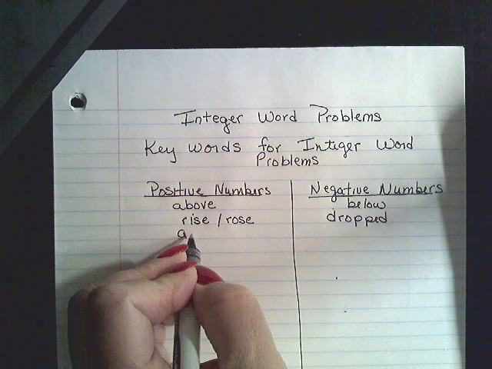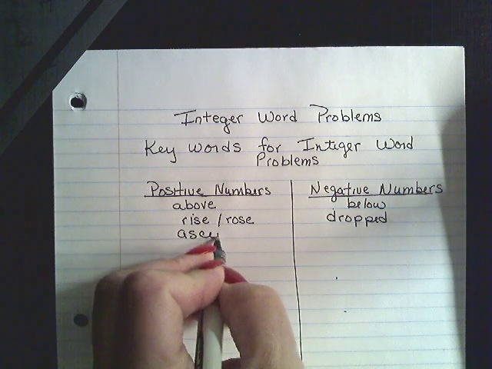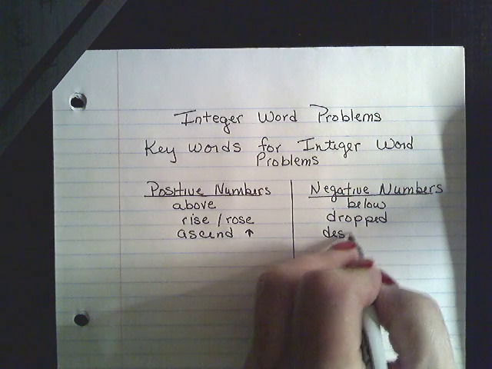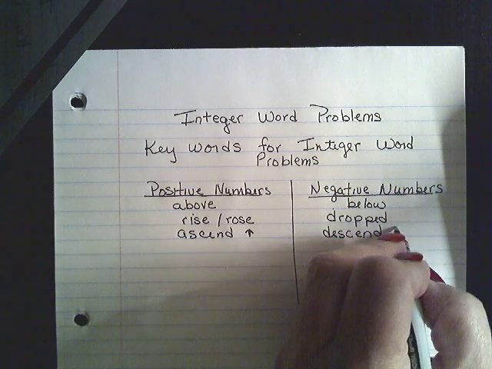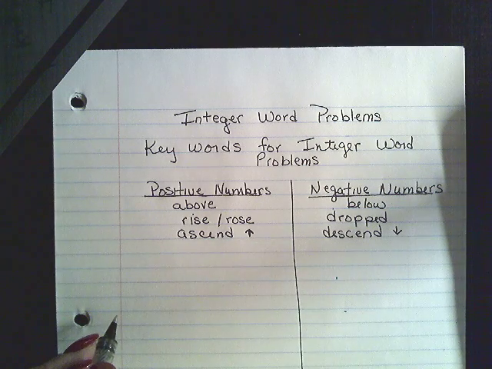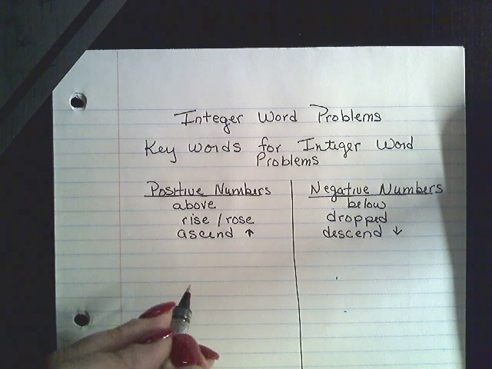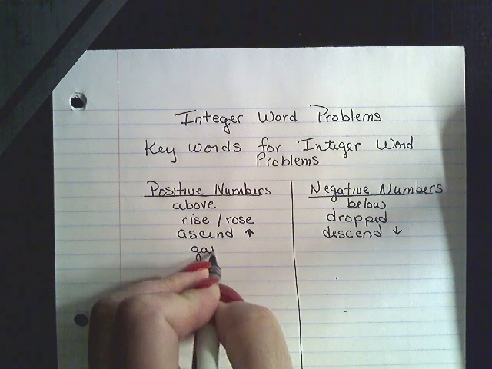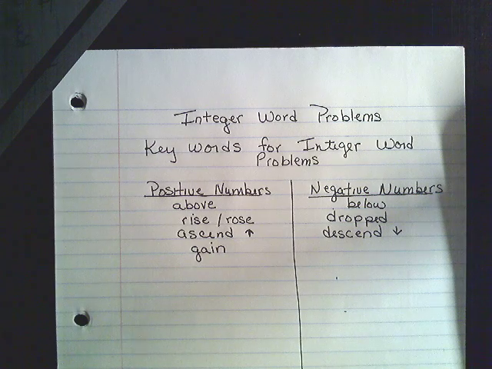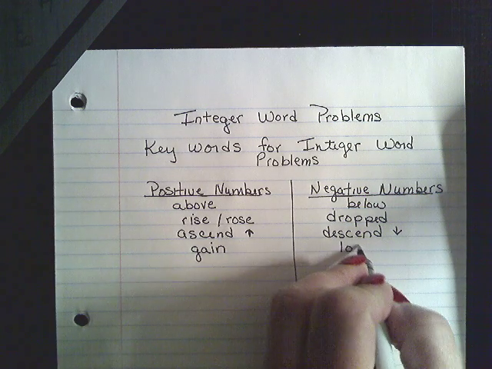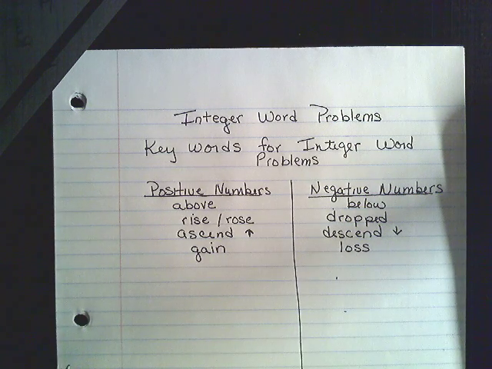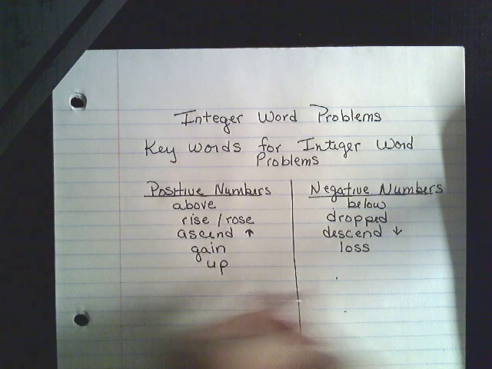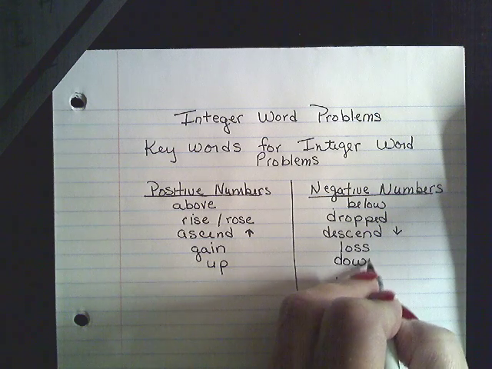Ascend. Ascend means to go up. Descend means to go down. If you're playing in a football game and you gain yards, gain means it's positive. Loss means that it's negative. You may see the words up and down.